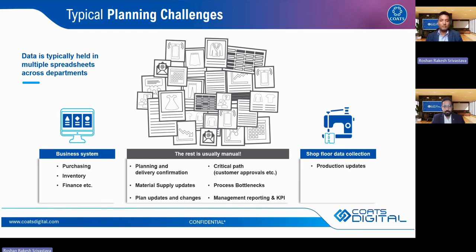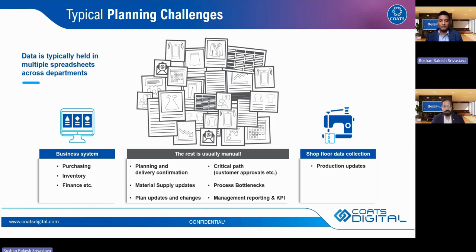The plan is made and changes keep happening because of the factors involved, as I told you earlier: critical path management, your material supply, how your factories are being planned, how your operators are coming up, how your manpower is showing up. There are a lot of factors which affect the change in your plan.